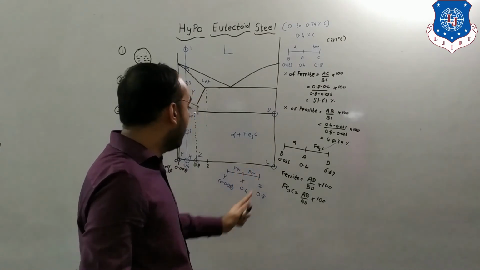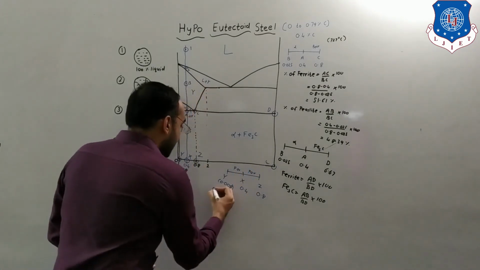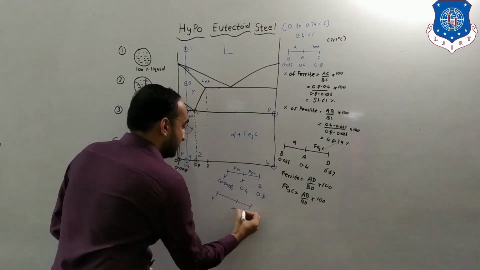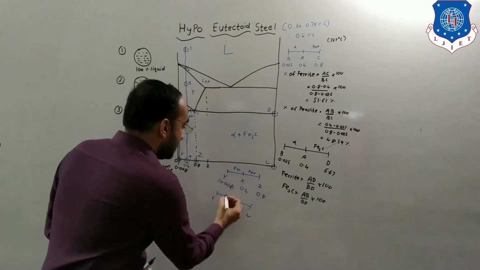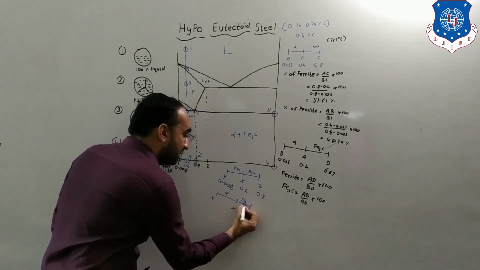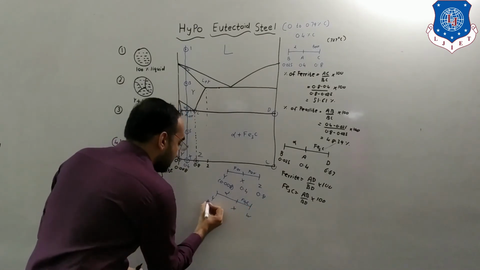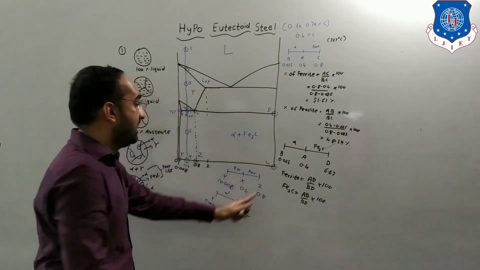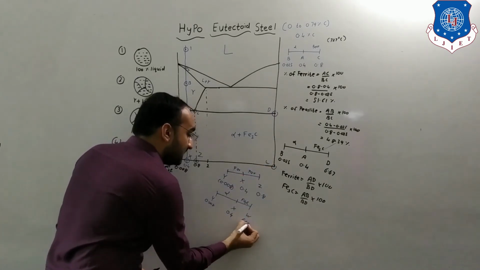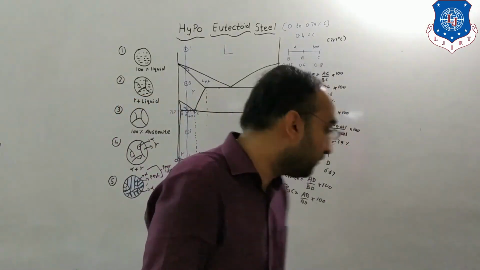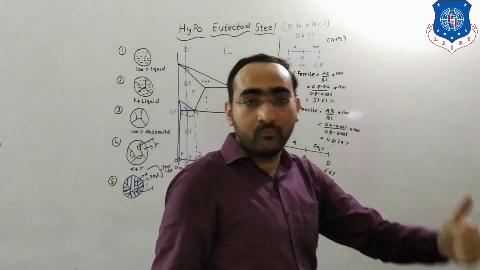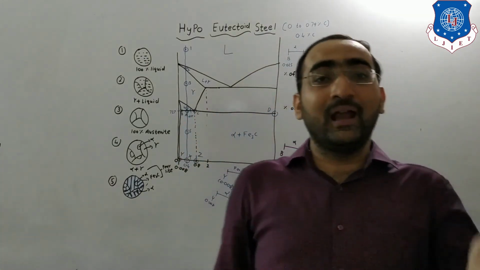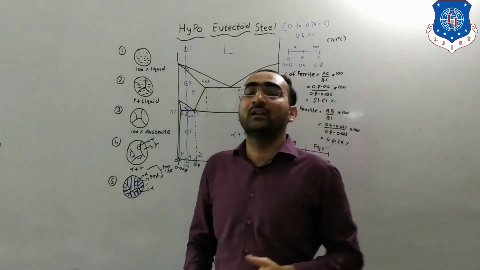Same way, for ferrite and cementite, it will be Y, X, W. Here alpha, here Fe3C. Your Y is 0.008, X is 0.4 and W will be 6.67. So by applying the lever rule over here, we can find out, at room temperature and at 727 degrees Celsius also, the percentage of pearlite, ferrite and cementite in different ways.